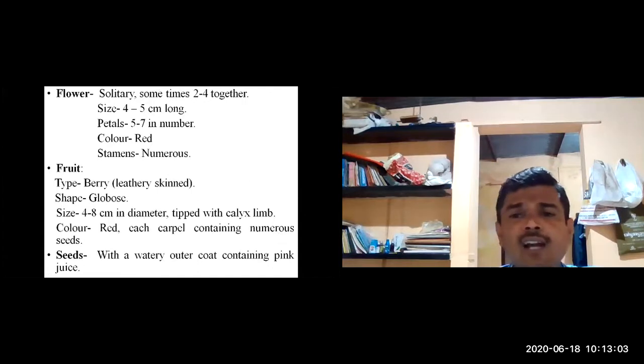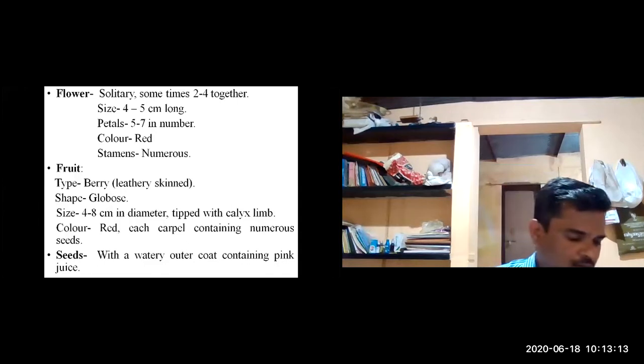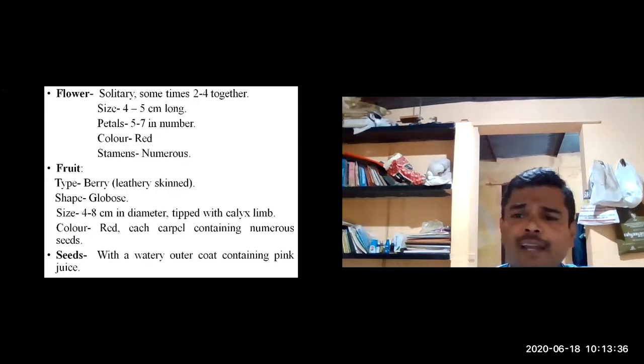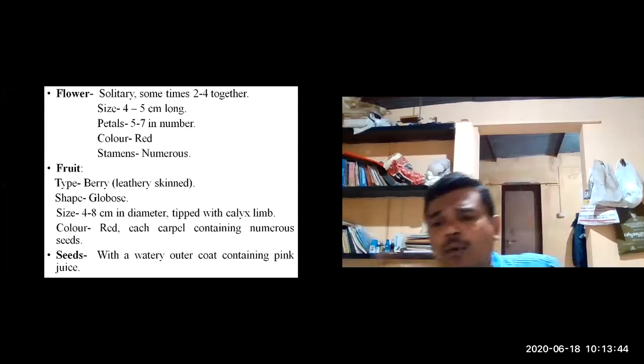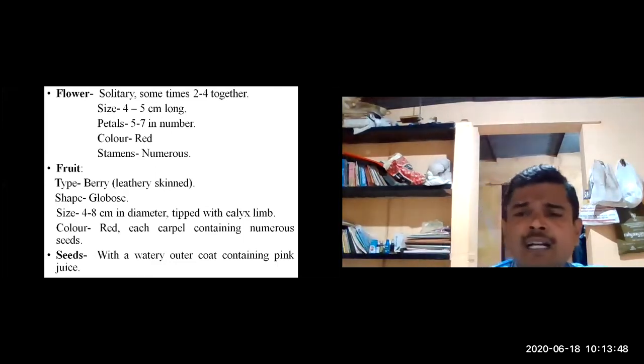Flowers. So flowers are solitary. Sometimes, as I have shown in the pictures, you may get 2 to 3 flowers or 2 to 4 flowers together. If 2 to 4 flowers are together, you can say it is a type of cyme inflorescence. Or if a single flower is present, you can call it solitary. Then about the size of the flowers, it is 4 to 5 centimeter long.